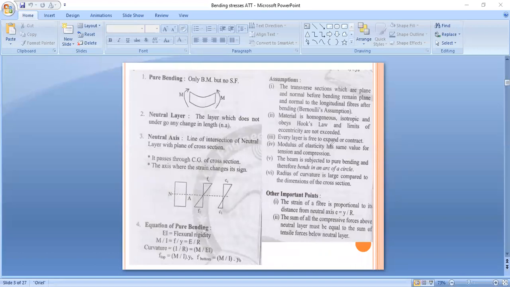Every layer is free to expand or contract. Now I will draw a figure here for this assumption. Suppose this is our simply supported beam, and on that beam one point load acts. Due to this point load, the beam bends likewise. Now from this figure, you tell me where compression acts and where tension acts. On which layer does compression act and on which layer does tension act?